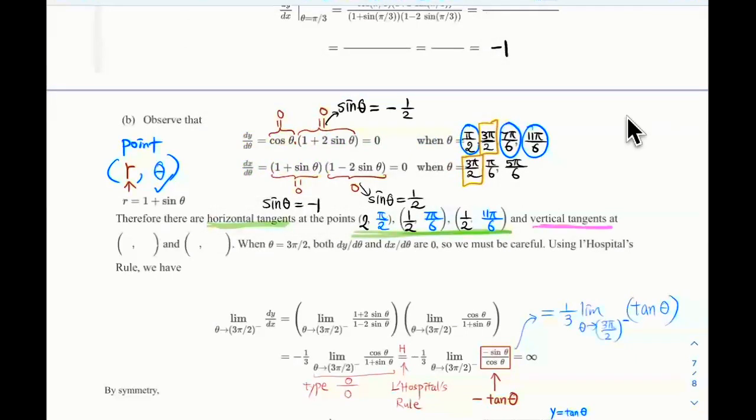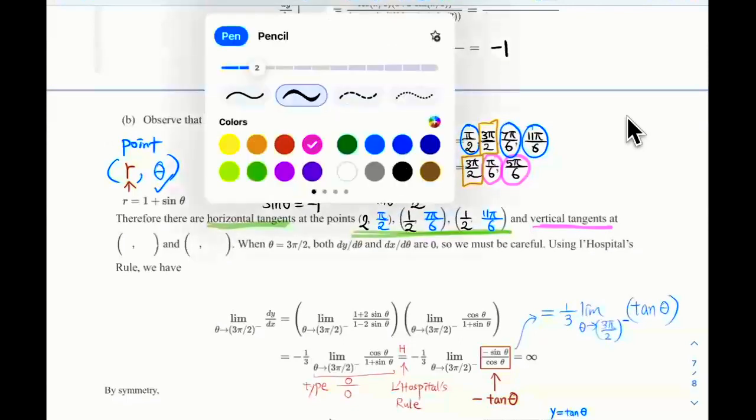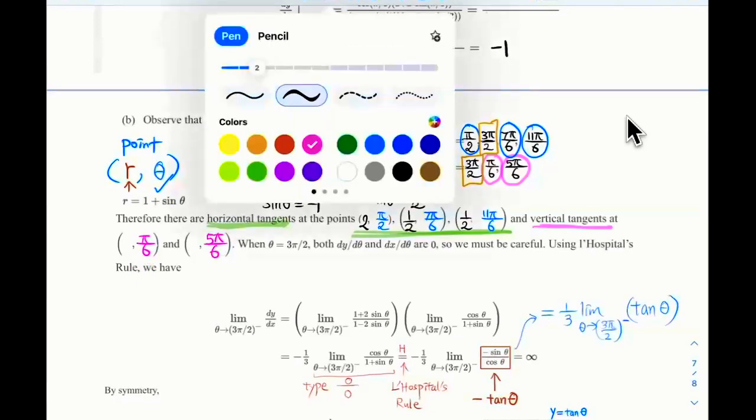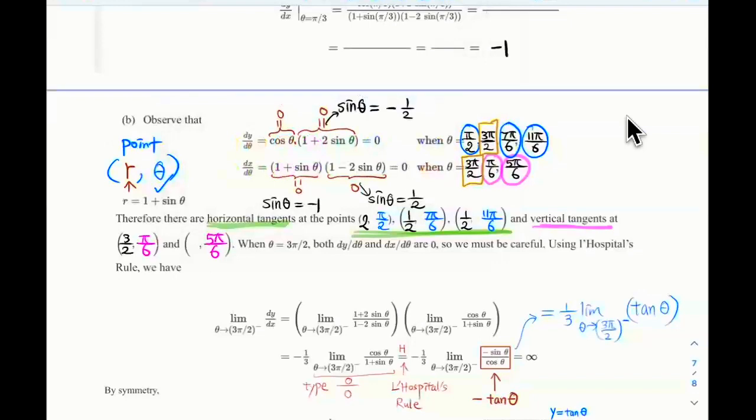For a vertical tangent, what happens is the denominator equals 0 and the numerator does not equal 0. So let's put them in. Theta will be pi over 6 and 5 pi over 6. Can you substitute theta equals pi over 6 in here to figure out r? What does r equal? 3 over 2? Okay, good job. So that is 3 over 2. And then this one? 3 over 2 again. Good job.